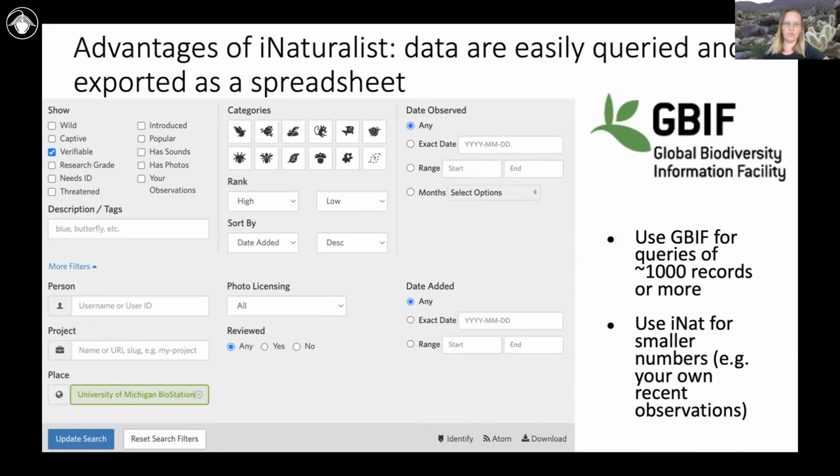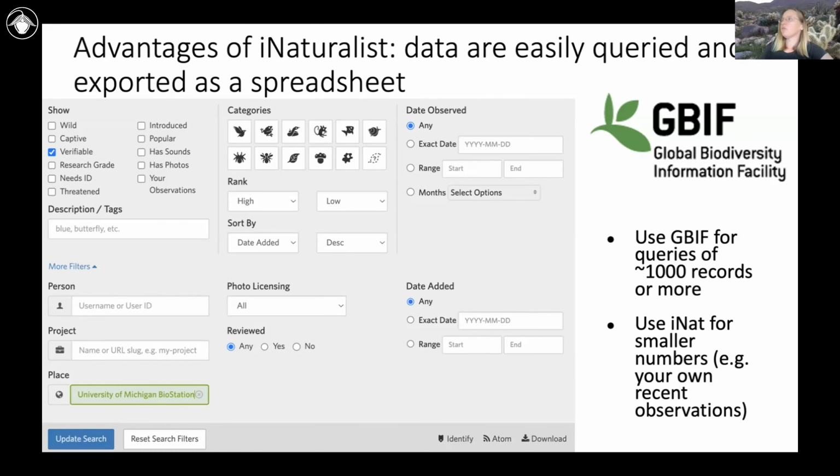And I'll just mention, if you are doing this through iNaturalist, usually aim for no more than about 1,000 records. Sometimes if you're looking in a small geographic area or for a rarer plant or your own observations from this one week period, doing it directly from iNaturalist is great. If you're doing more than 1,000 records, you can go directly to GBIF, which is the Global Biodiversity Information Facility. And about once a week or so, all the iNaturalist research grade observations end up on GBIF.